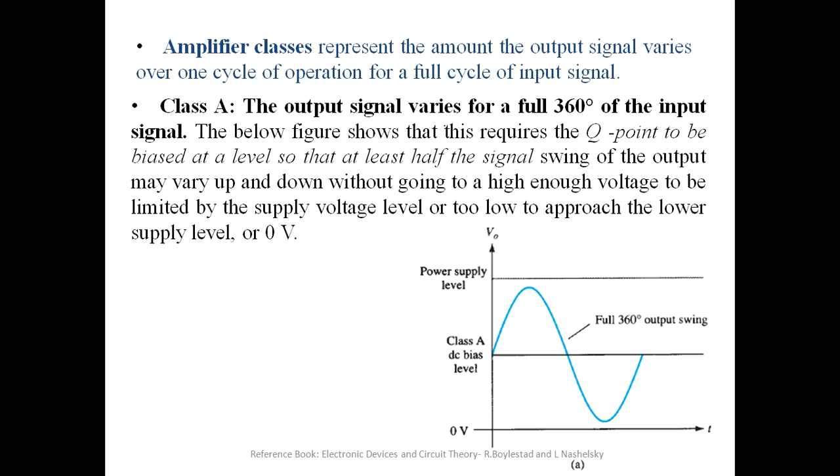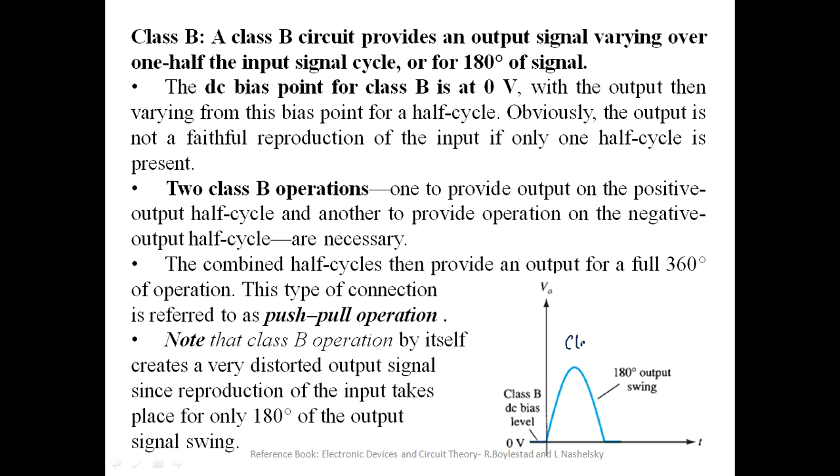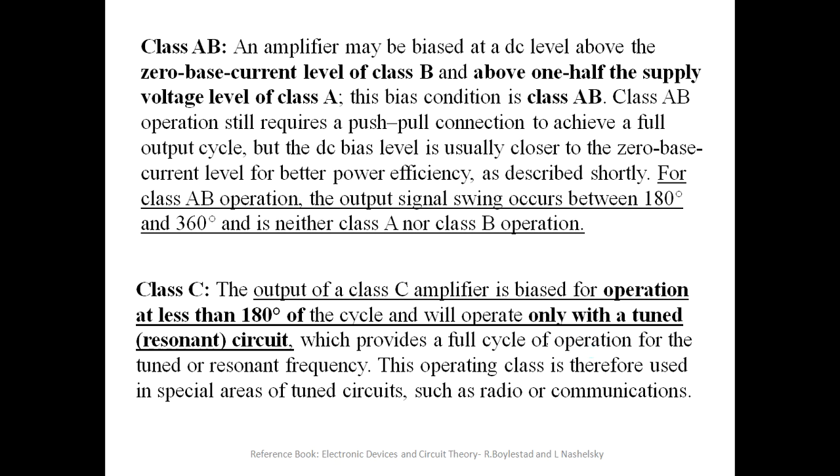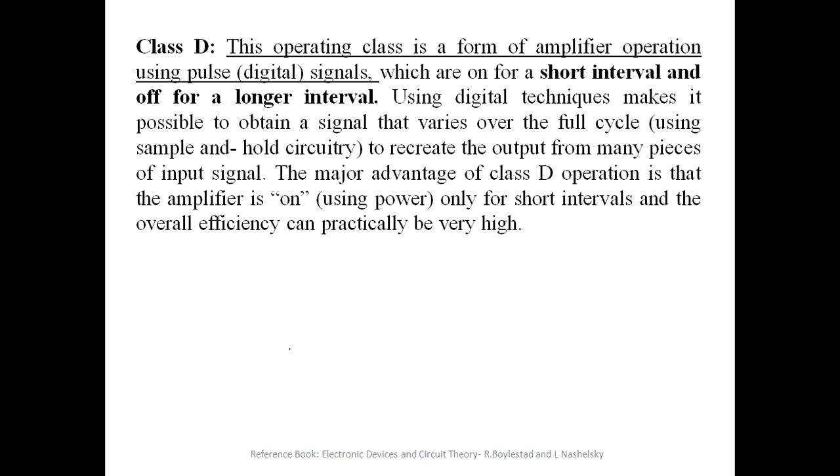You can just observe the waveforms. These waveforms are from the textbooks. The theory contents you can go through later. Whatever points I explained previously, the same things are included in the slides. You can refer to it later. So that's the output for class A, that's for class B, and class AB is in between A and B. Class C amplifiers are mainly used in tuning circuits. And finally class D is used in pulsed operation.